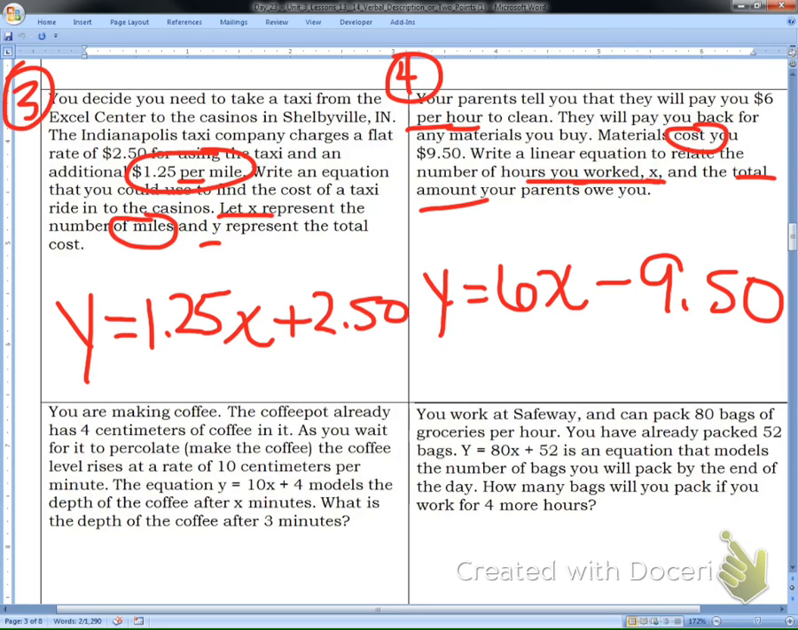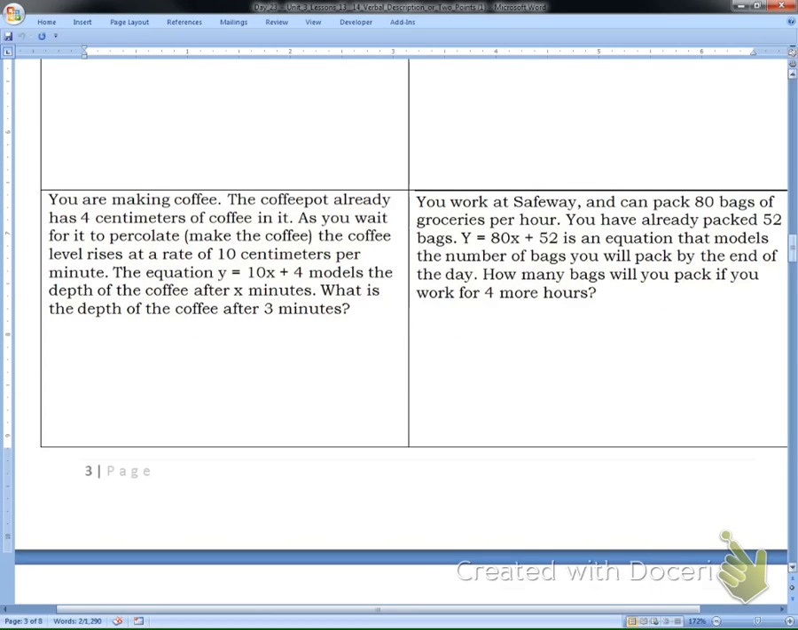All right, take a look at the next one. You're making coffee. The coffee pot already has 4 centimeters of coffee in it. As you wait for the percolate to make the coffee, the level rises 10 centimeters per minute. The equation y equals 10x plus 4 models the depth of the coffee after x minutes.